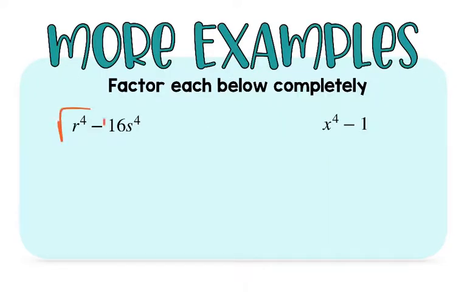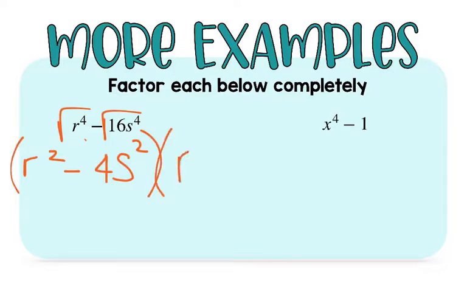If I take the square root of both sides, there's no GCF, notice, because this is an R and this is an S, so they definitely don't have anything in common. And if I take the square root of both sides, I would get R squared minus... the square root of 16 is 4, the square root of S to the fourth is S squared. Okay, so that's great. And so then I know that my factors are going to be R squared minus that and plus that. So I've done my normal difference of squares.